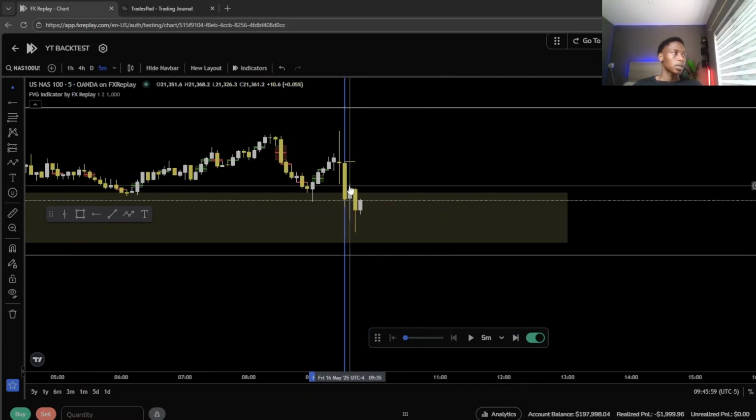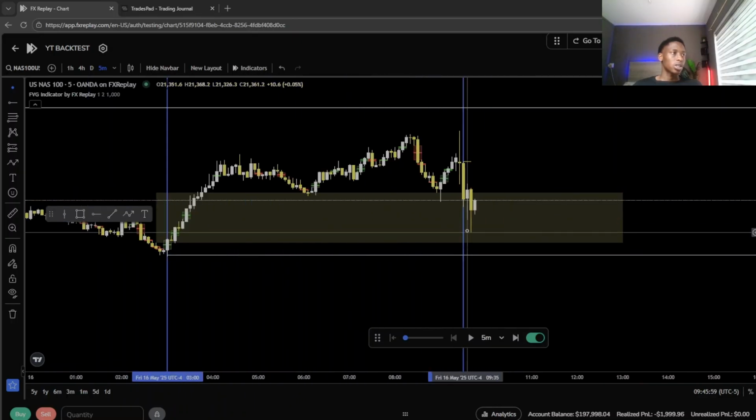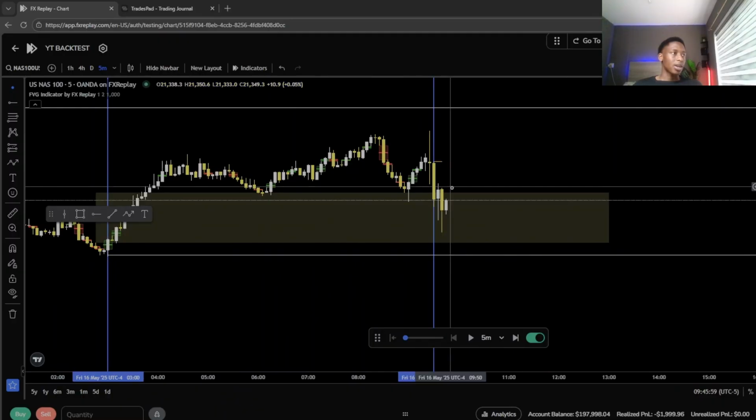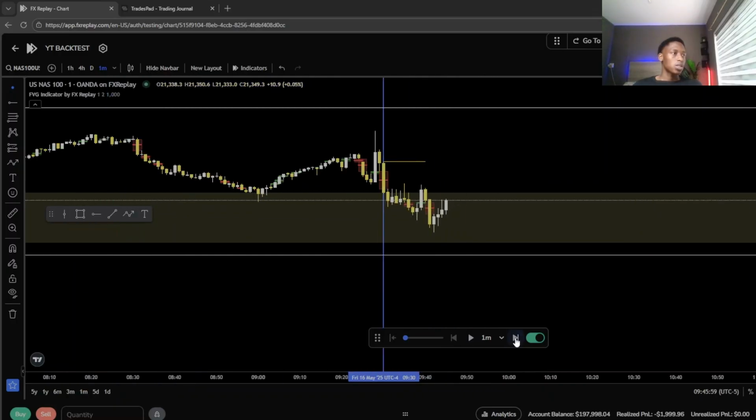55 minute. Price is still chopping around. We are in the condition. I still trust this 5 minute high. I was gonna say if it breaks this 5 minute high, I would take the trade, but I would want it to break that high just to be more safe.